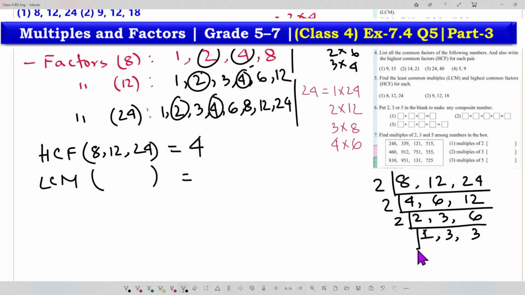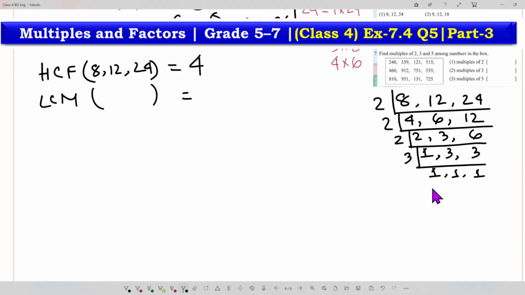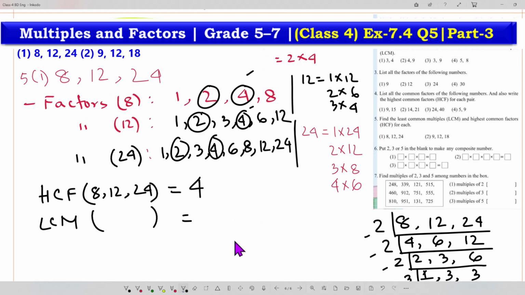So now we can take common. Here is 3, 3, so again we can take common 3. So here is 1, here is 1, and here is 1. So what is the LCM? 2, 2, 2, 3. So we can write 2 times 2 times 2 times 3. 2 times 2 is 4, 4 times 2 is 8, 8 times 3 is 24. Now from our answer for 8, 12, and 24, the answer will be 24. This is the LCM.